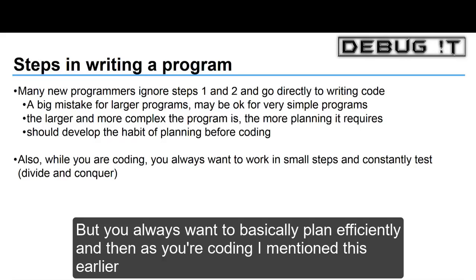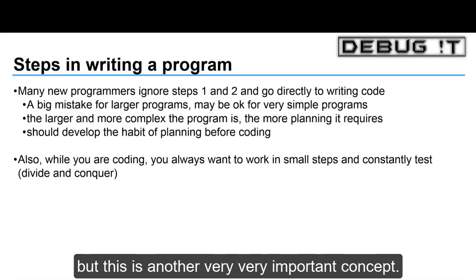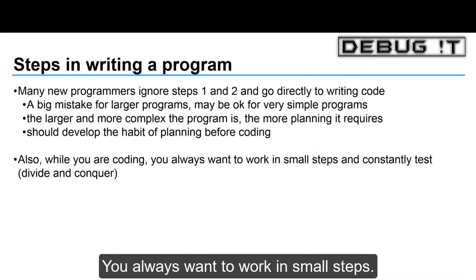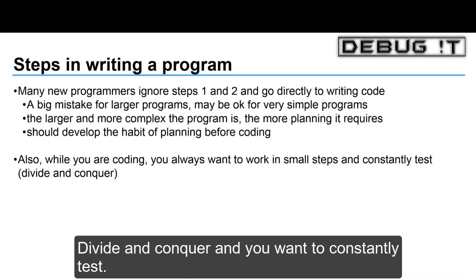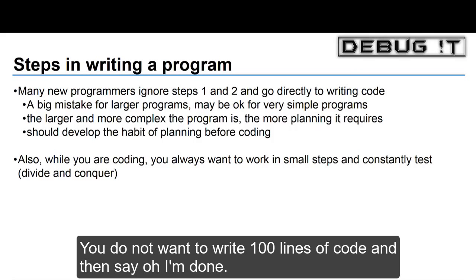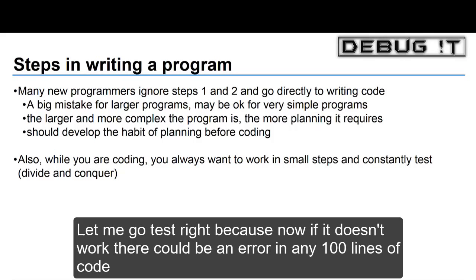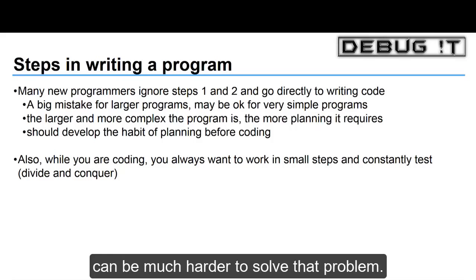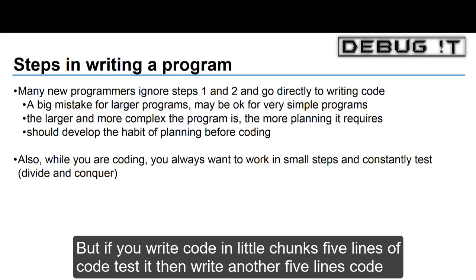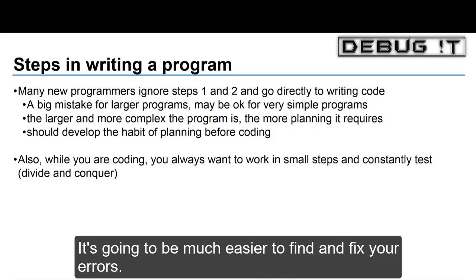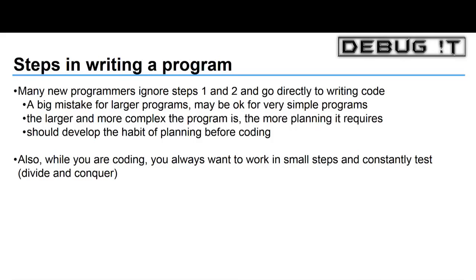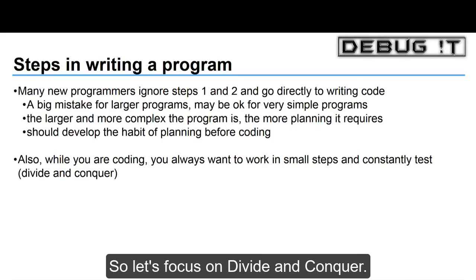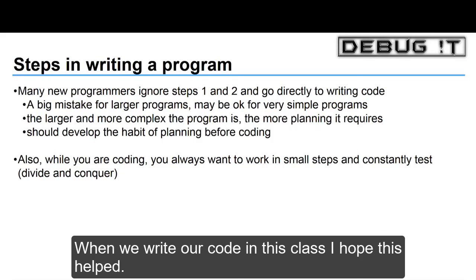And then as you're coding, I mentioned this earlier, but this is another very, very important concept. You always want to work in small steps, divide and conquer, and you want to constantly test. You do not want to write 100 lines of code and then say, oh, I'm done, let me go test. Right? Because now, if it doesn't work, there could be an error in any of those 100 lines of code. It's going to be much harder to solve that problem. But if you write code in little chunks, 5 lines of code, test it. Then write another 5 lines of code, test it. It's going to be much easier to find and fix your errors. So let's focus on divide and conquer when we write our code in this class.